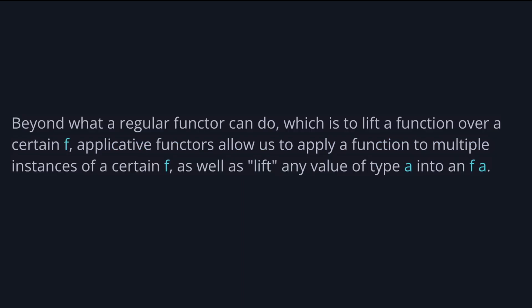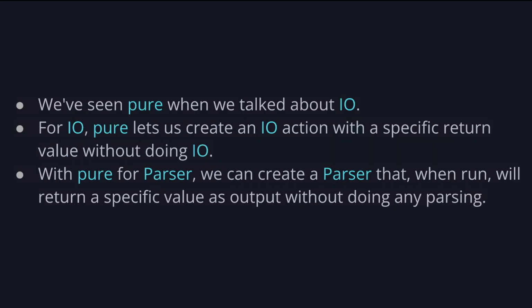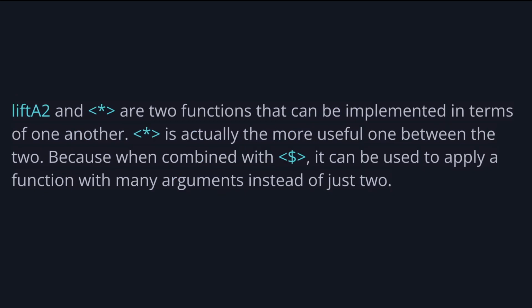Beyond what a regular functor can do, which is to lift a function over a certain f, applicative functors allow us to apply functions to multiple instances of a certain f, as well as lift any value of type a into f a. You should already be familiar with pure. We've seen it when we talked about I/O. For I/O, pure lets us create an I/O action with a specific return value without doing any I/O. With pure for parser, we can create a parser that, when run, will return a specific value as output without doing any parsing. The other two applicative functions can be implemented in terms of one another.